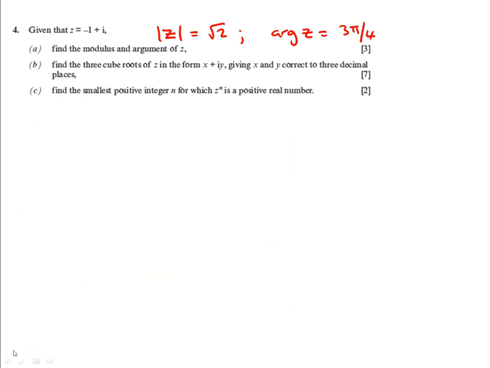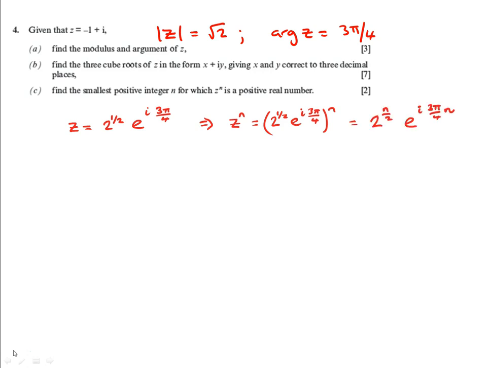And the final part of the question says we have to find the smallest positive integer n for which z to the n is a positive real number. Well, we know that z is 2 to the half times e to the i 3 pi by 4. So z to the n is 2 to the half times e to the i 3 pi by 4 all to the power n, which is 2 to the n over 2 e to the i 3 pi by 4 times n.